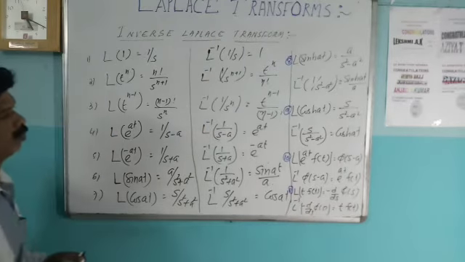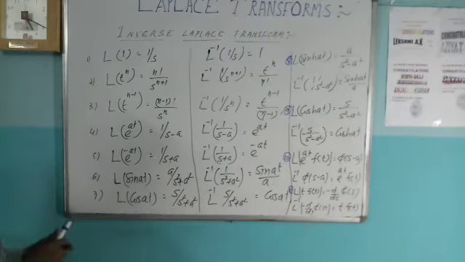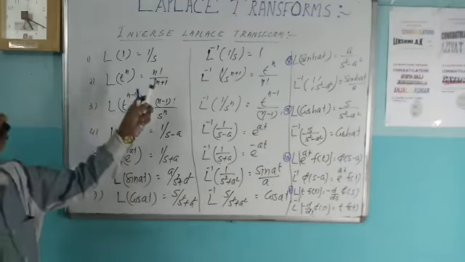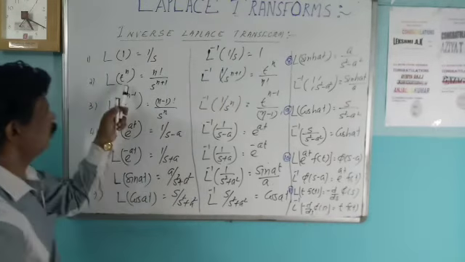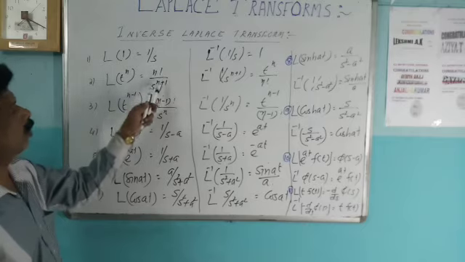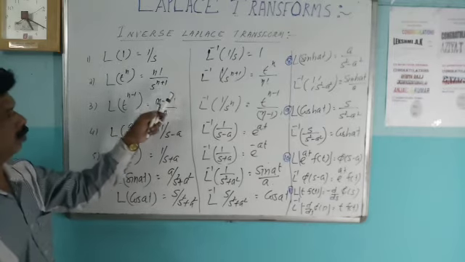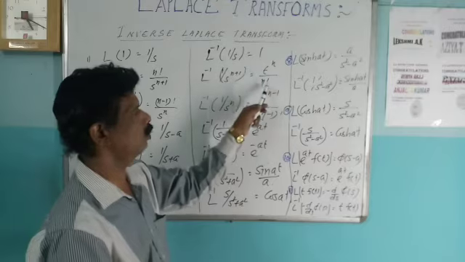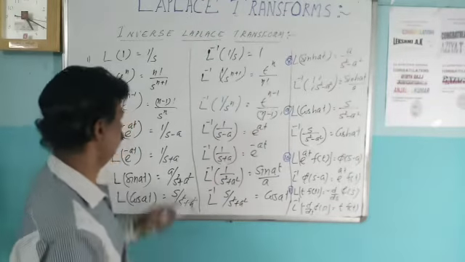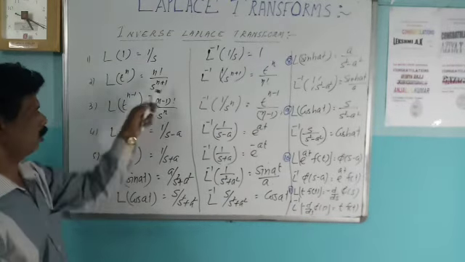Here, from these 11 formulas, see Laplace of 1 is equal to 1 by s. Then Laplace inverse of 1 by s is equal to 1. Laplace of t raised to n equal to n factorial by s raised to n plus 1. Then Laplace inverse of 1 by s raised to n plus 1 equal to t raised to n by n factorial.